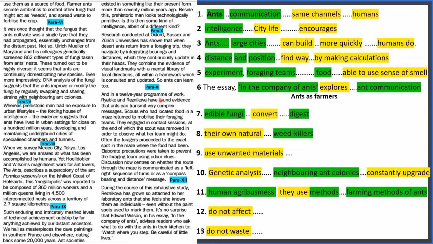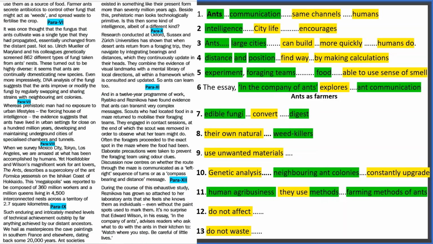And in a 12-year program of work, Ryabko and Reznikova have found evidence that ants can transmit very complex messages. Scouts who had located food in a maze returned to mobilize their foraging teams. They engaged in contact sessions, at the end of which the scout was removed in order to observe what her team might do. Often the foragers proceeded to the exact spot in the maze where the food had been. Elaborate precautions were taken to prevent the foraging team using odor clues. Discussion now centers on whether the route through the maze is communicated as a left-right sequence of turns or as a compass bearing and distance message.